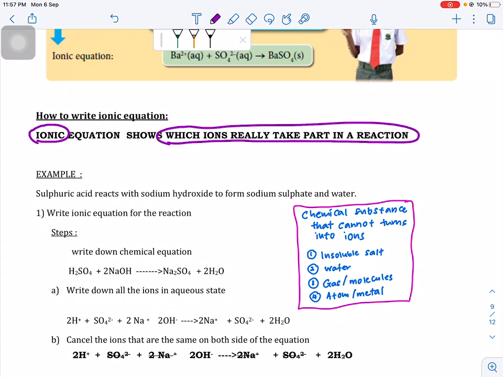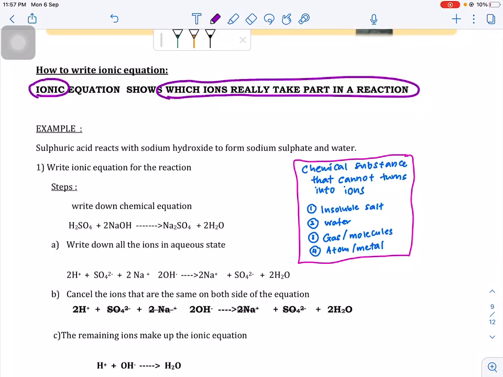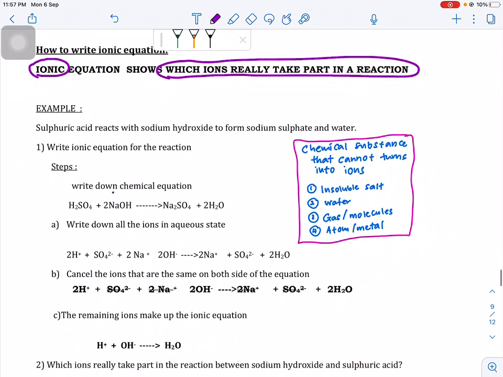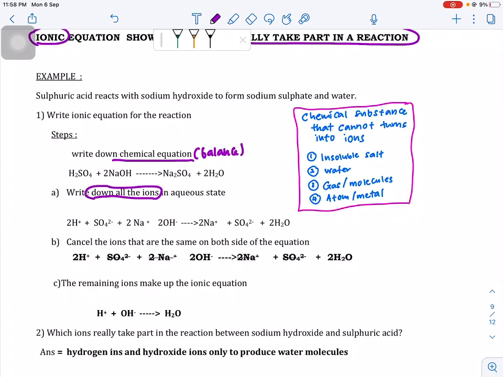So, how to write that in equation? So, we have a few steps here. The first one, you need to write down the chemical equation first. Tulis chemical equation. Let's say sulfuric acid react with sodium hydroxide. You got sodium sulfate and water. Make sure it balance. Okay, kena pastikan dia balance. And then you kena separate, you kena pecahkan dia kepada ions. So this one you kena ada kebolehan untuk mengenal pasti siapa yang tak boleh pecah pada ion, siapa boleh. So I list down here yang tak boleh. Yang tak boleh adalah insoluble salt, water, gas or molecule, atom or metal. So kita kena check lah. Macam nak check? Okay, let's check.